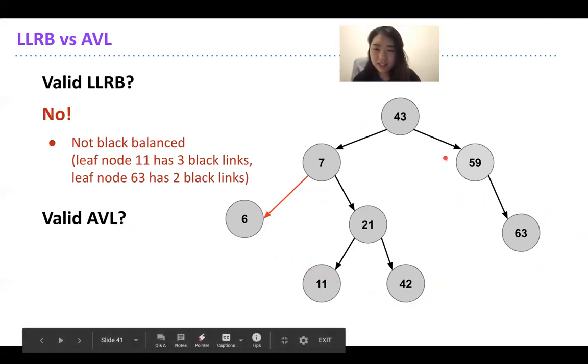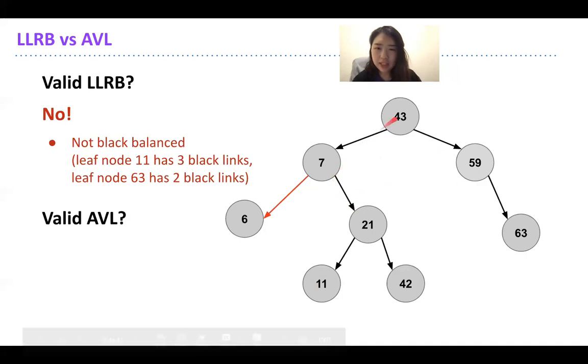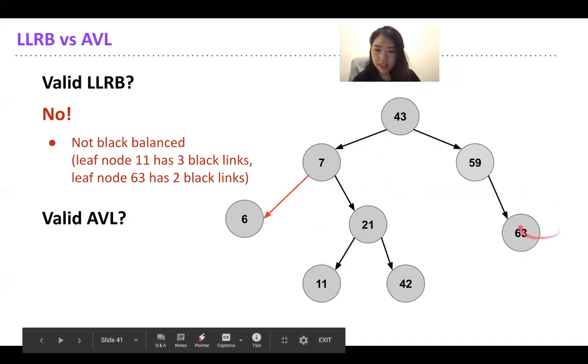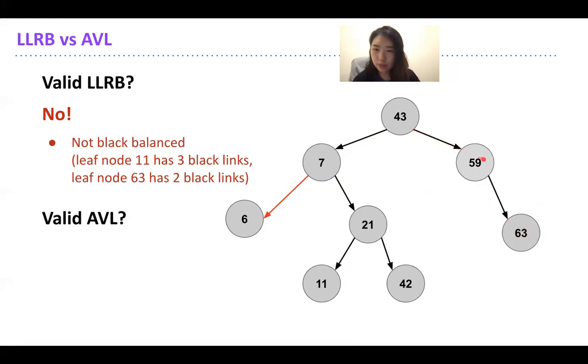Okay, and you can say that this 11 actually has black links, right? So we can say, okay, this has 1, 2, 3 black links. Whereas 63 actually has only 2 black links pointing to it. And 6 is actually even worse, right? Because there is only one black link pointing to it, because the red link doesn't count when we count black links. So this is not a valid LLRB, unfortunately.